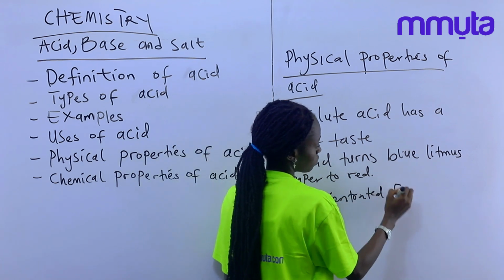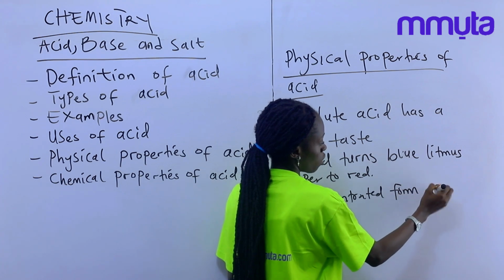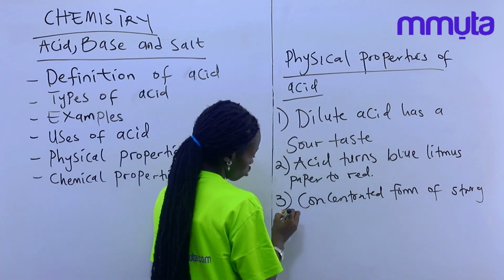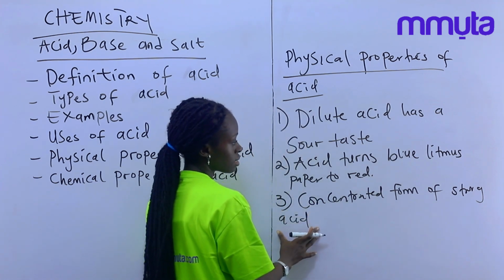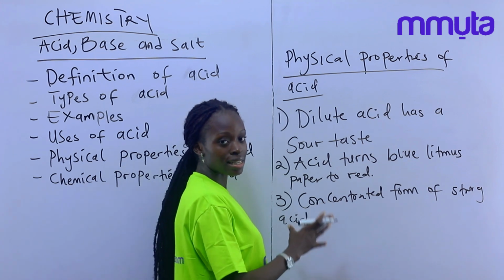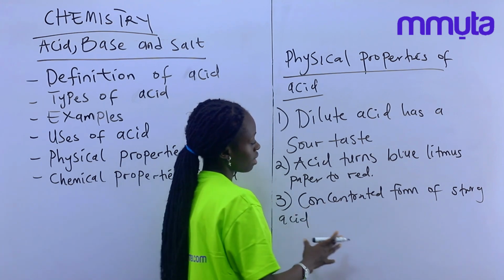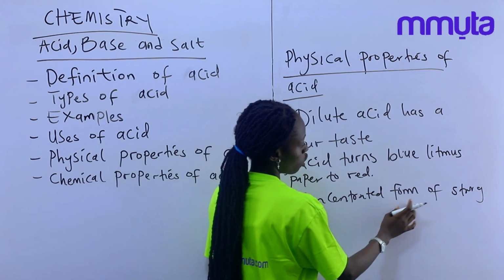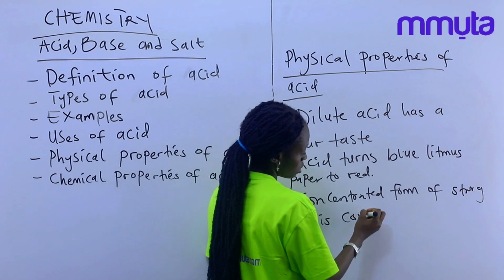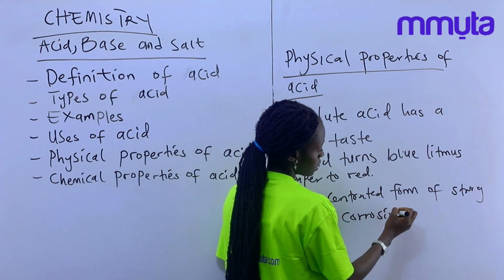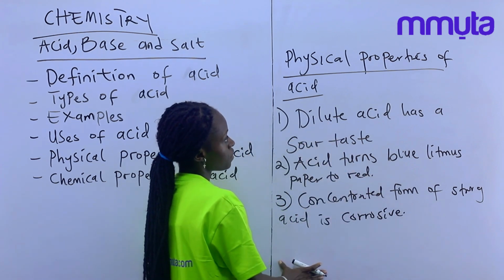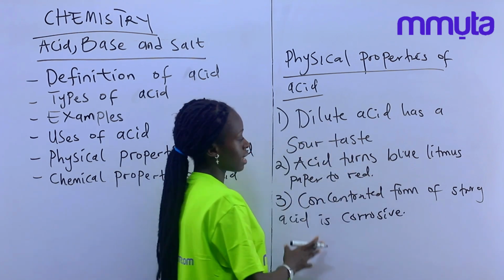Now the last physical property of acid is concentrated form of strong acid. Now remember I said that strong acids are mostly inorganic acids, and inorganic acids are also known as mineral acids. Now concentrated form of strong acid is corrosive. Now corrosive is harmful. Now these are some physical properties of an acid.